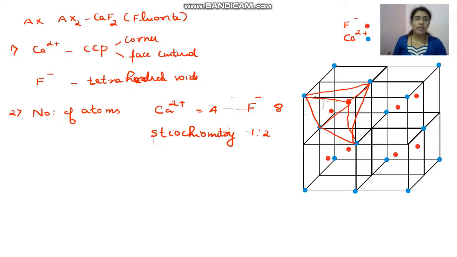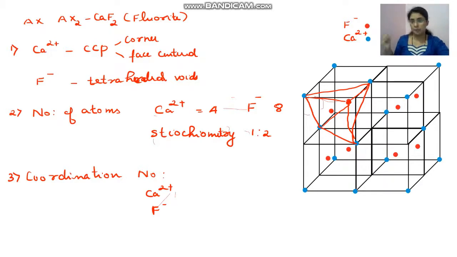Okay. Now the next one that we have to consider is their coordination number. The third part that we have to consider is the coordination number. So let's look for their coordination number. The coordination number of first is Ca2 plus ions, and then we can also look for F minus ions. Look at Ca2 plus ions. Ca2 plus means, where are our Ca2 plus?